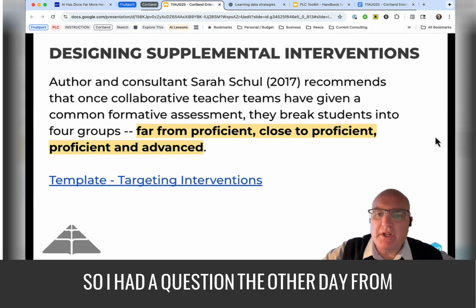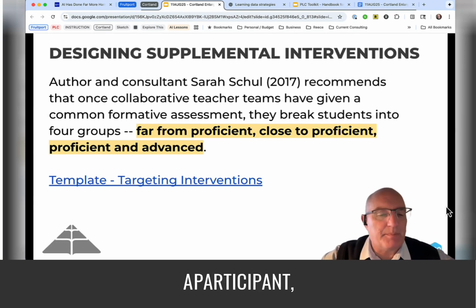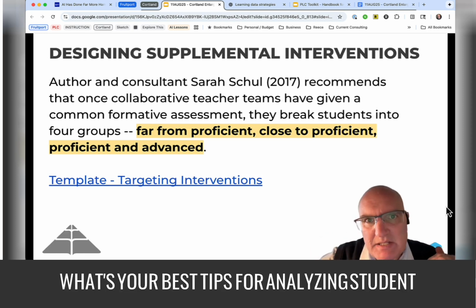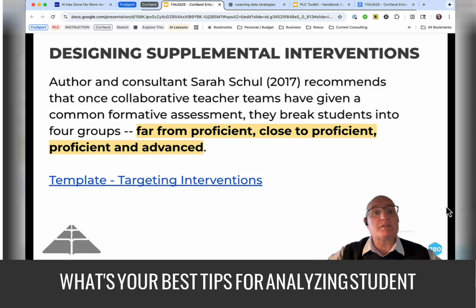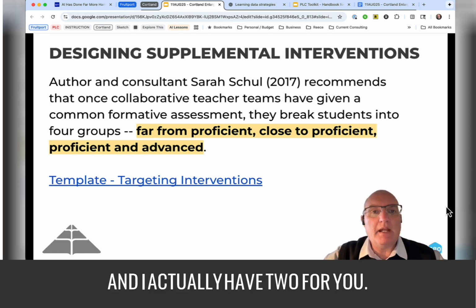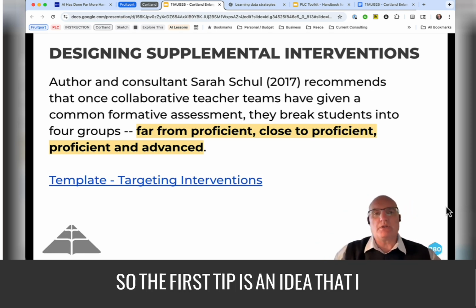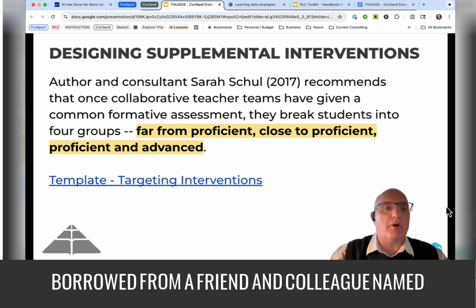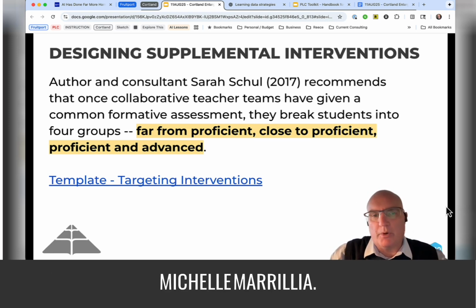So I had a question the other day from a participant, and they said, what's your best tips for analyzing student assessment data? And I actually have two for you. So the first tip is an idea that I borrowed from a friend and colleague named Michelle Marilla.